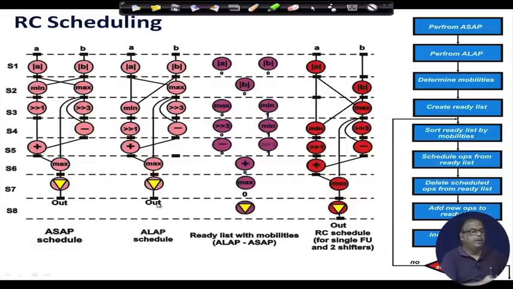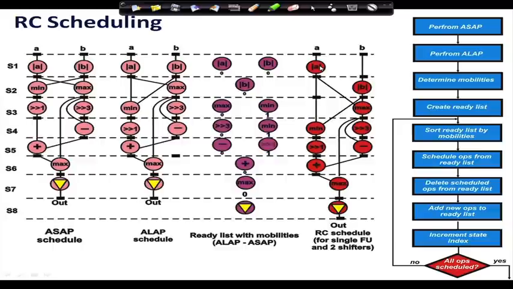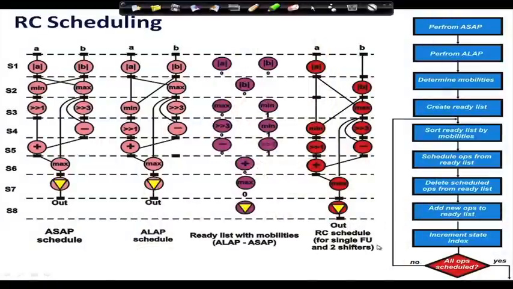So, here you see the same thing, ASAP and ALAP. The thing that I was explaining to you right now is that A and B were ready, but I scheduled A. Now I am doing a resource constraint schedule where I have got a single functional unit and 2 shifters, and the single functional unit is doing all the things: plus, minus, max, min, absolute computations. That is my resource constraint.